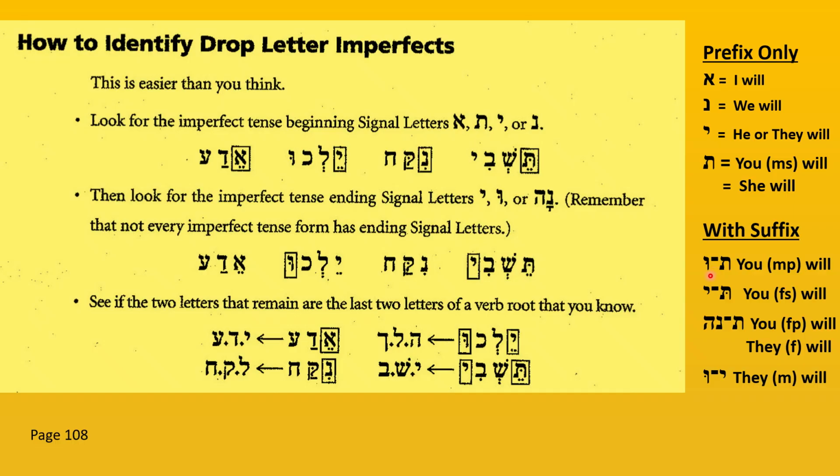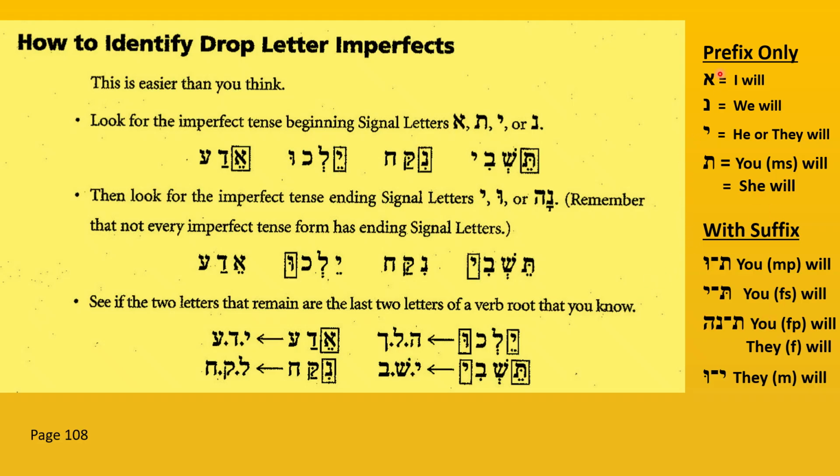The u ending is actually a vowel, but the vav suffix. So the u suffix can either be you masculine plural if it starts with a tav, or they masculine plural if it starts with a yud. But the u is going to represent a plural of something. And then the e and the na will represent the feminine of something, in one case singular, in one case plural. All right, a little bit complicated, but essentially you'll get used to it.